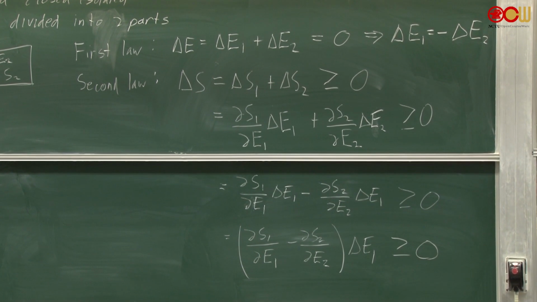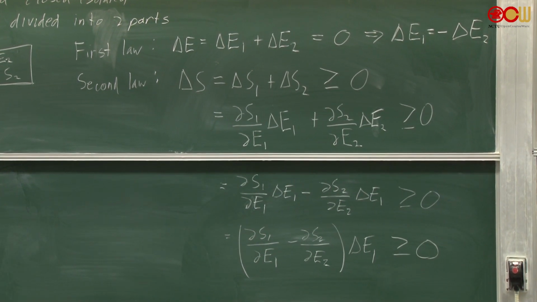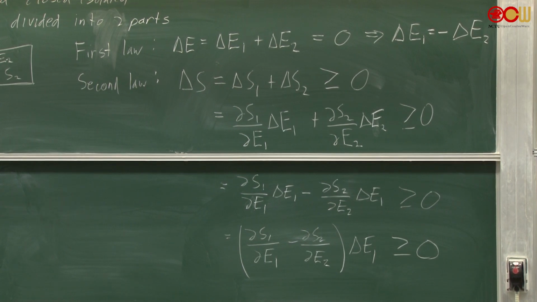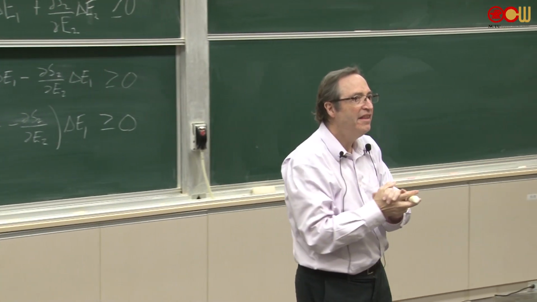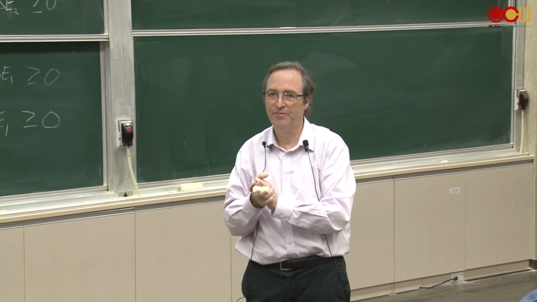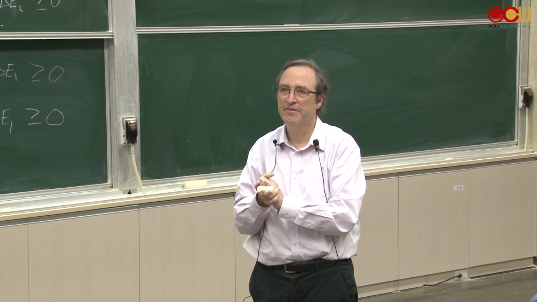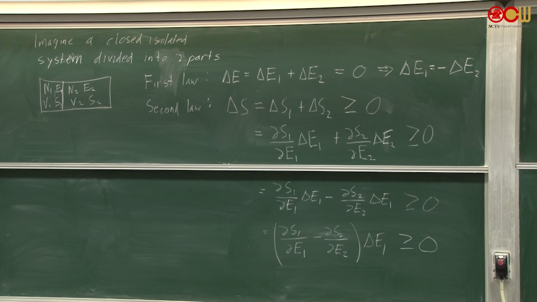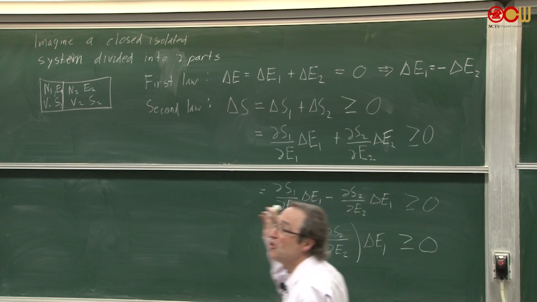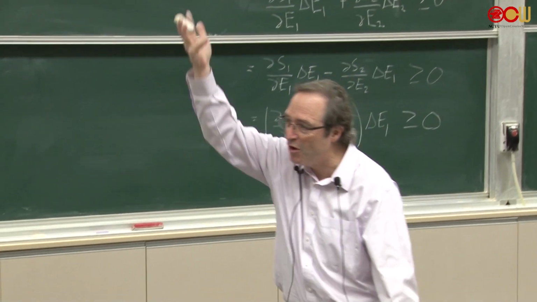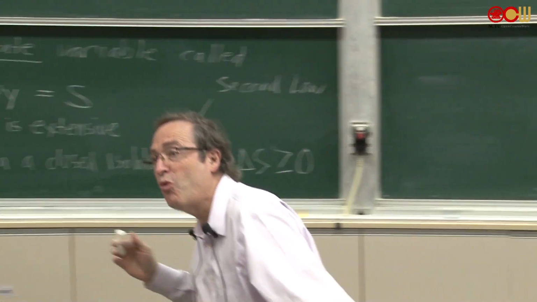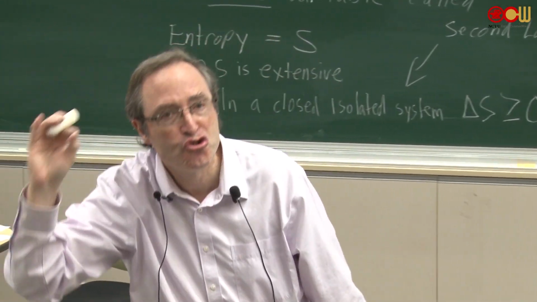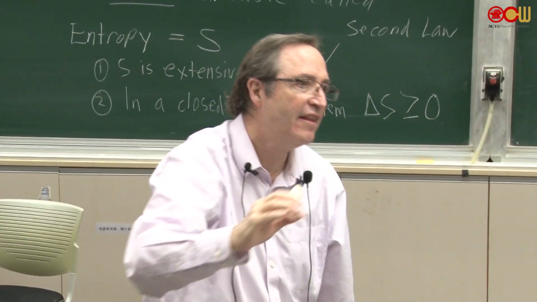All right. Let us pretend delta E1 is positive. So energy is going which way? From 2 to 1 or 1 to 2? Delta E1 is positive. So energy is going from 2 to 1. That's why delta E1 is growing. Which one is hotter? 2 or 1?